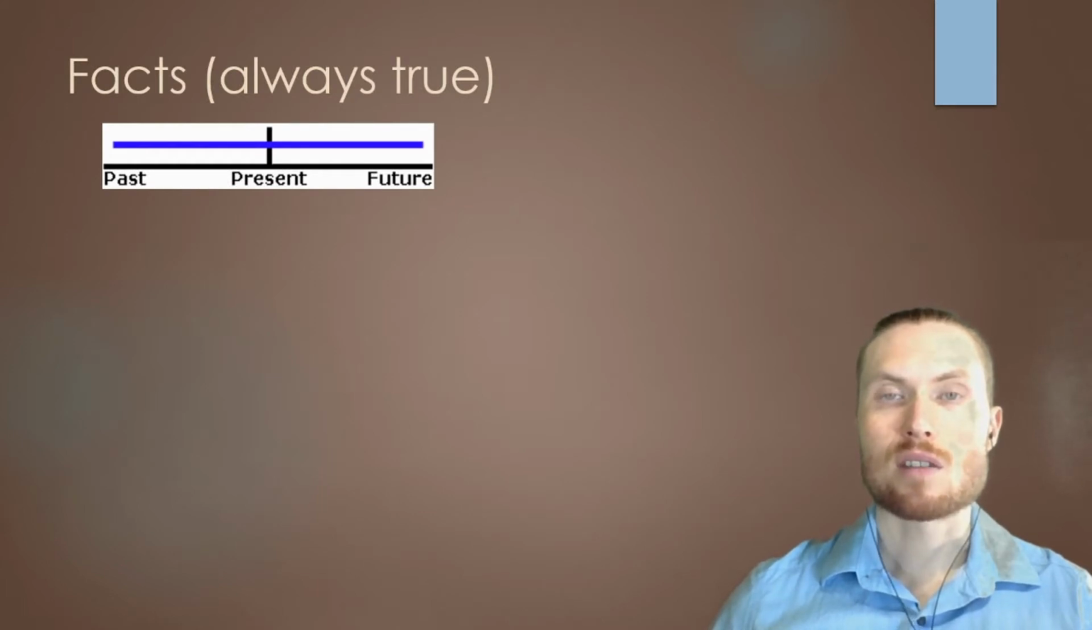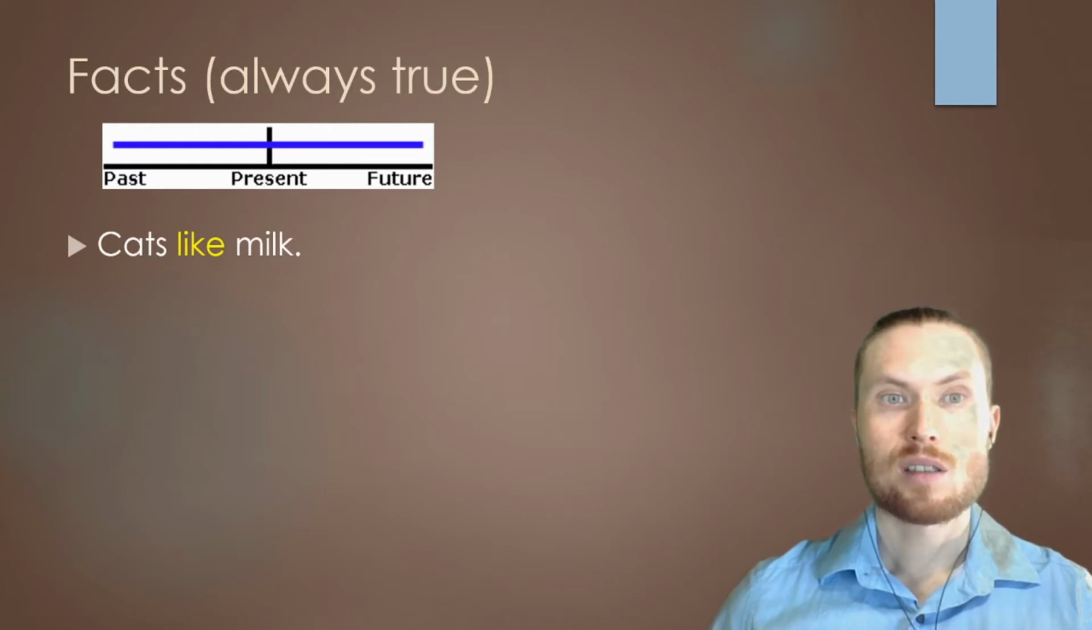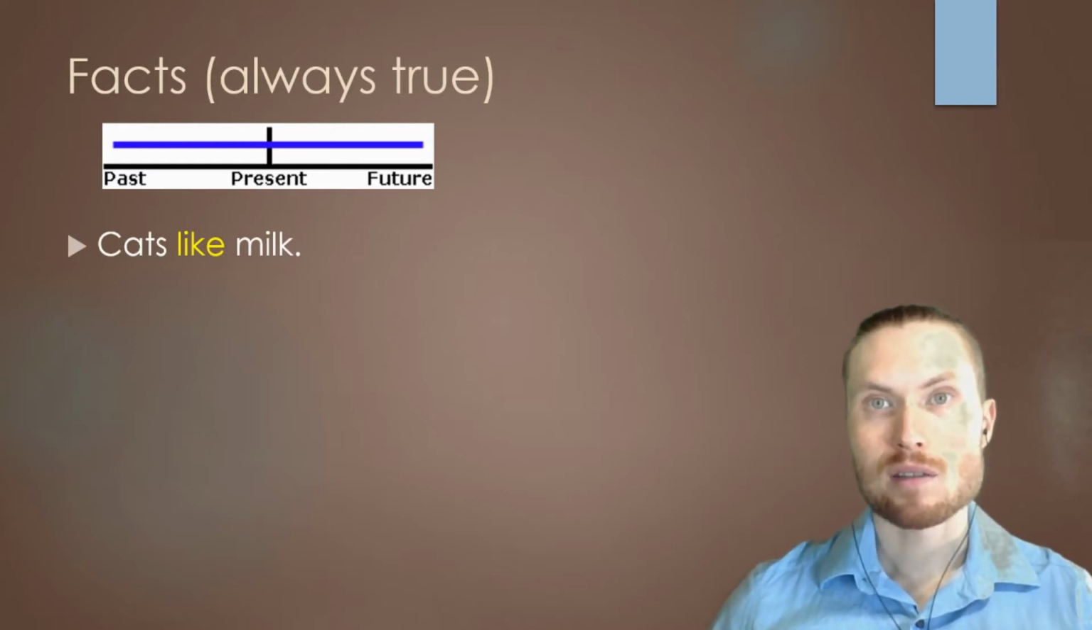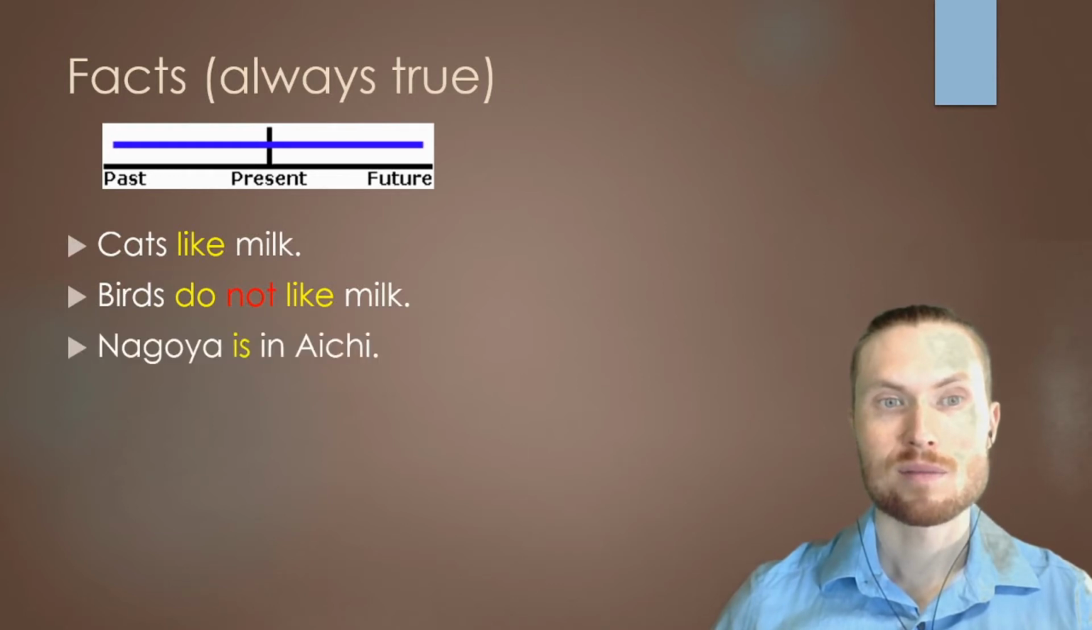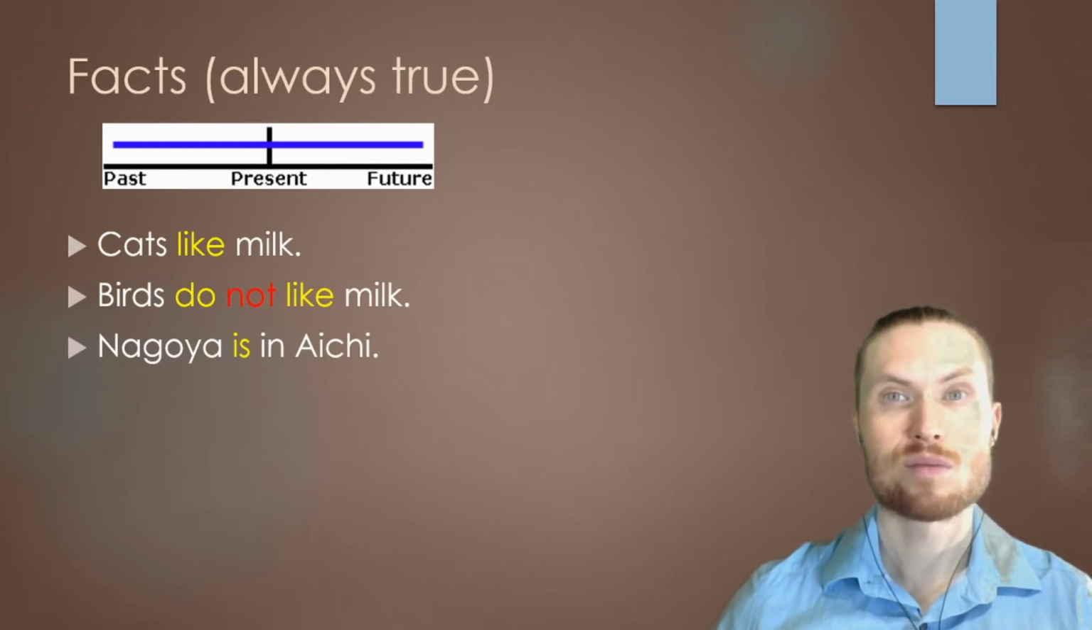Next, facts. And these are things that are always true. For example, cats like milk. Birds do not like milk. Nagoya is in Aichi. So again, these are examples of things that are always true, or generalizations.